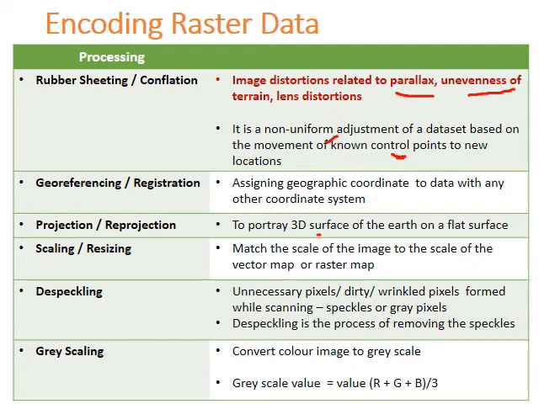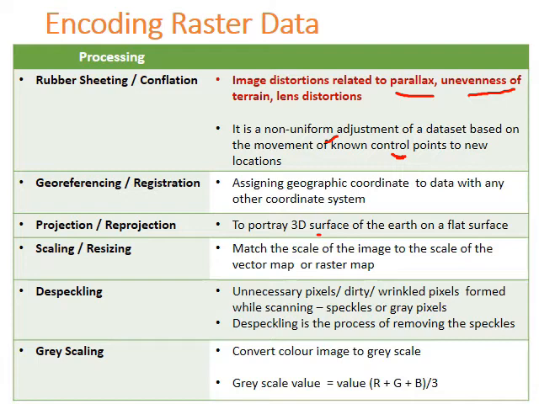So basically, rubber sheeting is a non-uniform adjustment of a data set based on the movement of known control points to new locations. This is one of the very important processes that we do while encoding the raster data. And another process that we do is georeferencing or registration.